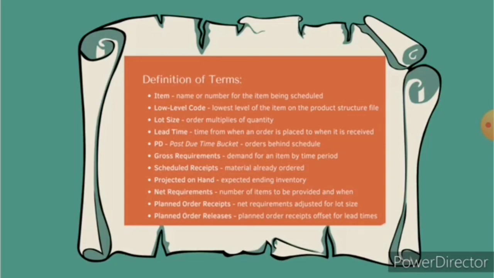The PD, the past due time bucket, orders behind schedule. The gross requirements, which is the demand for an item by time period. The scheduled receipts, the material already ordered. Projected on hand, expected ending inventory, or net requirements, the number of items to be provided, and when. Our planned order receipts, net requirements adjusted for lot sizes. And our planned order releases, the planned order receipts offset for lead times.